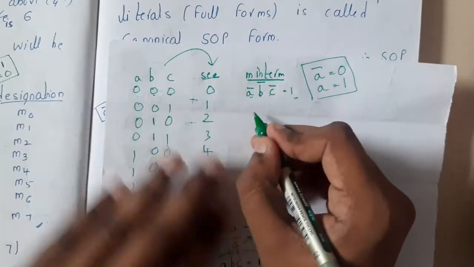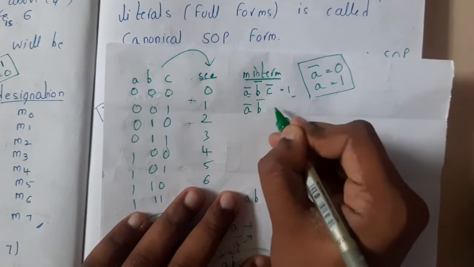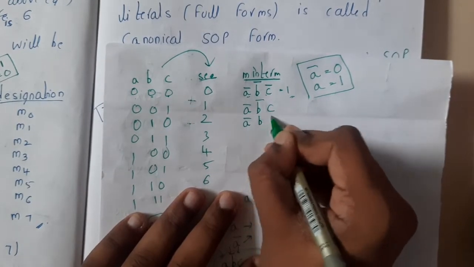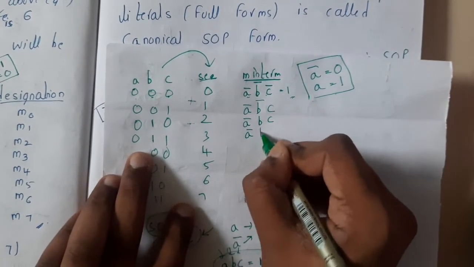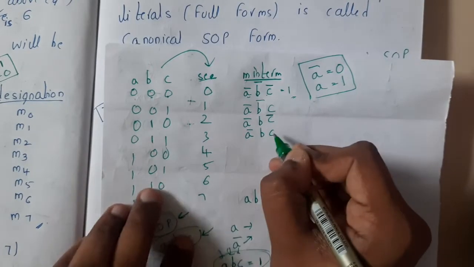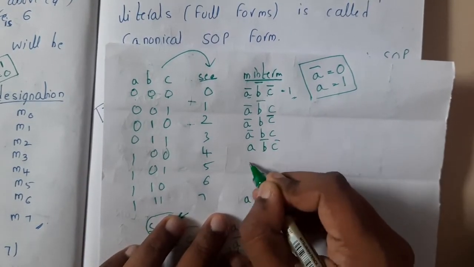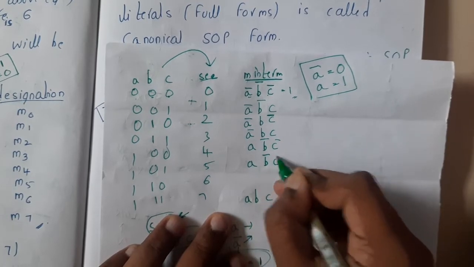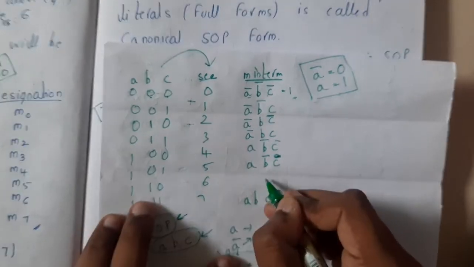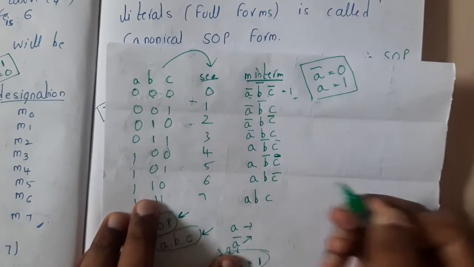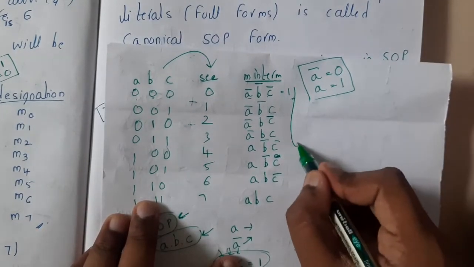Okay. So now everyone can fill, right? So A bar, B bar, C bar; A bar, B bar, C; A bar, B, C bar; A bar, B, C. Similarly, A, B bar, C bar; A, B bar, C; A, B, C bar; and A, B, C. Got it? Yes. So these are the min terms, guys.